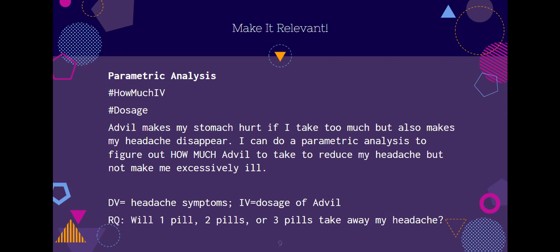In this case, my parametric analysis would have a dependent variable of headache symptoms and an independent variable of dosage of Advil. I still only have one intervention or one IV, but I might look at taking different levels or doses of Advil in order to make it a parametric analysis. So here my research question might be, will 1 pill, 2 pills, or 3 pills take away my headache?